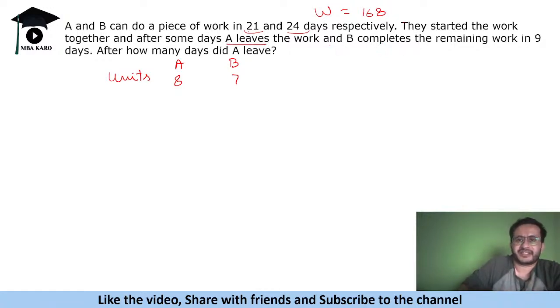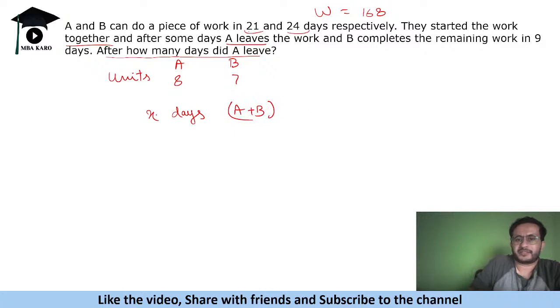Now that means B continues to work, as they started the work together, right? So B never leaves, right? So B will continue to do the work. So we have to find after how many days A left. So let us say X days. So for X days we have A plus B both working.